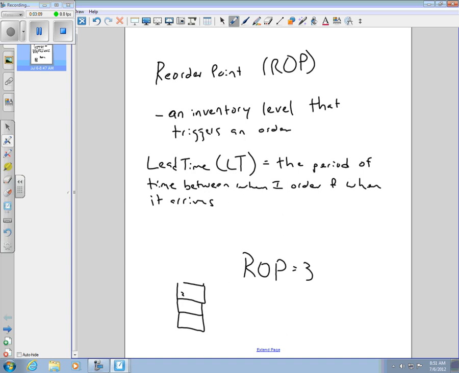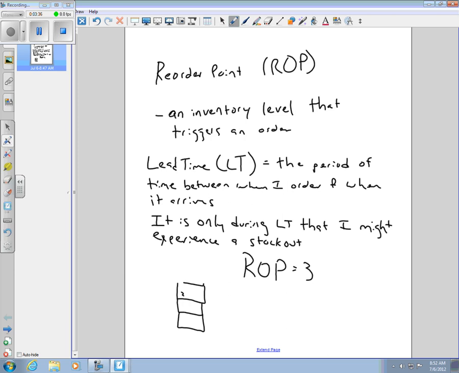Okay, here's another point I want you to grab a hold of. It is only during lead time that I might experience what's called a stock out, when I run out of products. Not a good thing. That means I'm missing out on sales. I'm annoying customers. You've all gone to the store to pick up toothpaste. They don't have your brand. They're out. And it's irritating. Do that enough, you lose your customer forever.